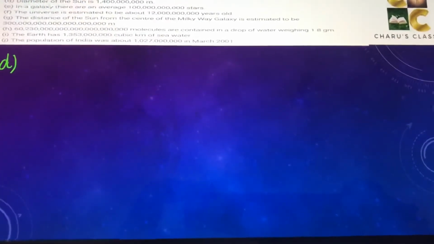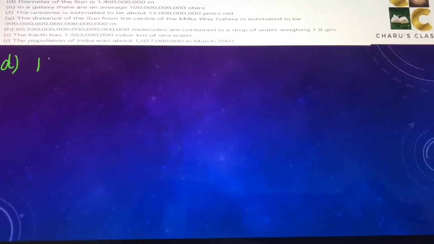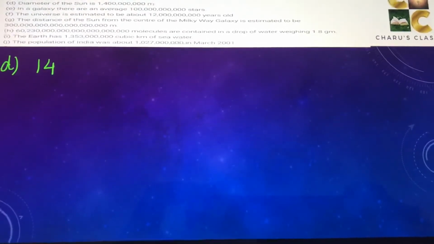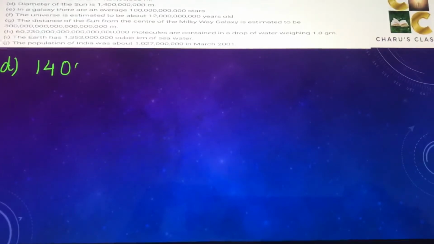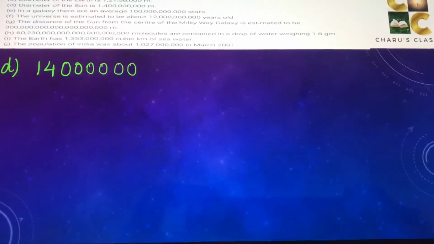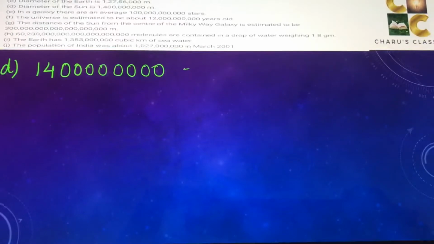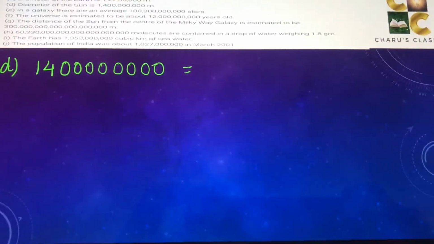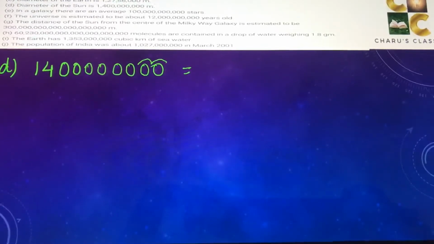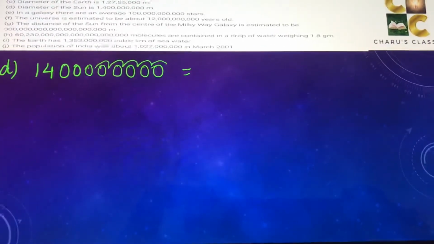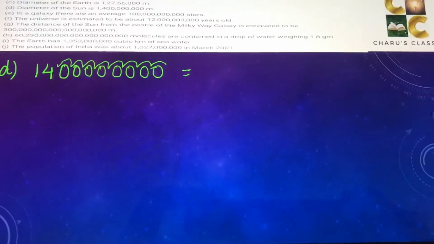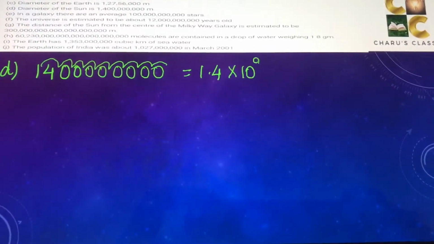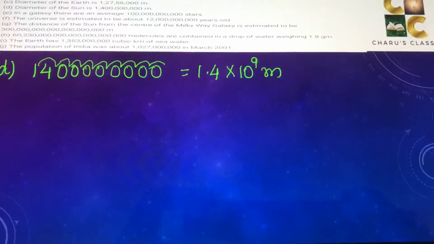D part. Diameter of Sun is 1 4 followed by 8 zeros. 1 2 3 4 5 6 7 8. So the first non-zero number is 1. We have to take the decimal after 1. 1 2 3 4 5 6 7 8 9. The answer will be 1.4 into 10 to the power 9 meters.